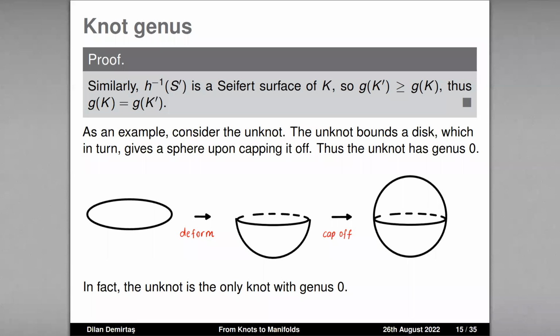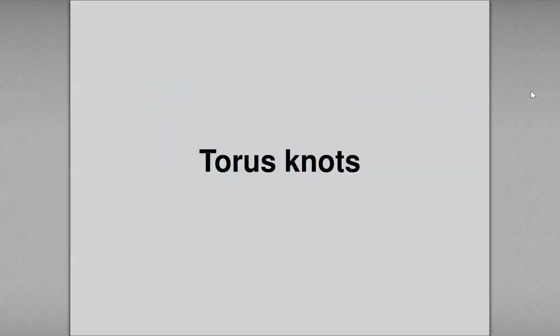As an example, we consider the unknot. The unknot clearly bounds a disk. We deform the disk so that we have a half cap, and we cap it off like this to get a sphere, which has genus 0. In fact, the unknot is the only knot with genus 0. And we will define torus knots now.